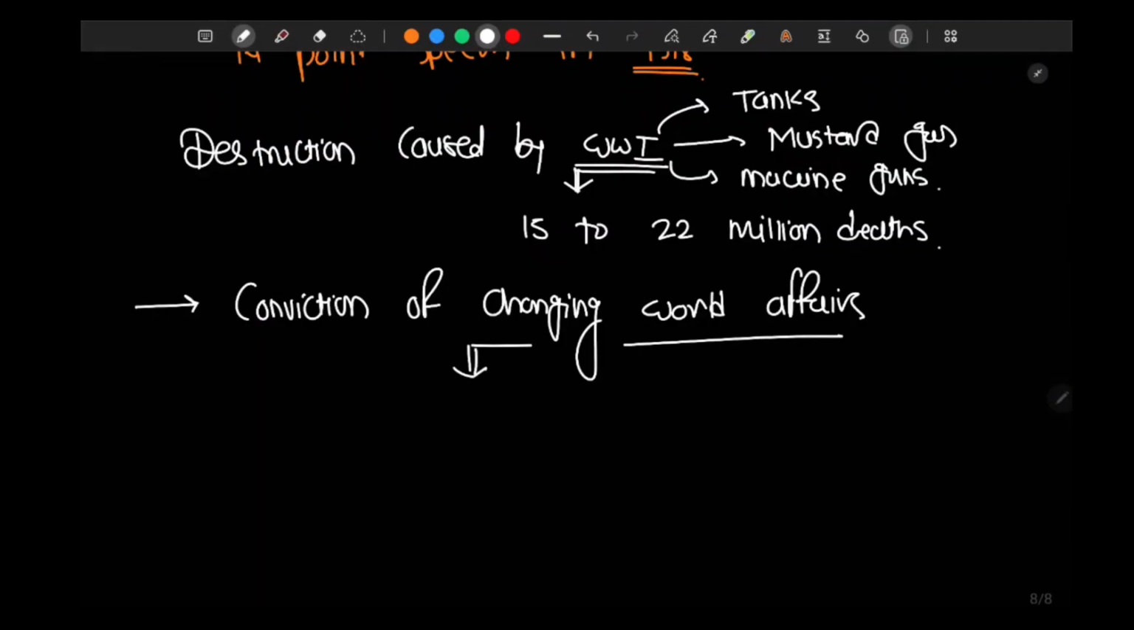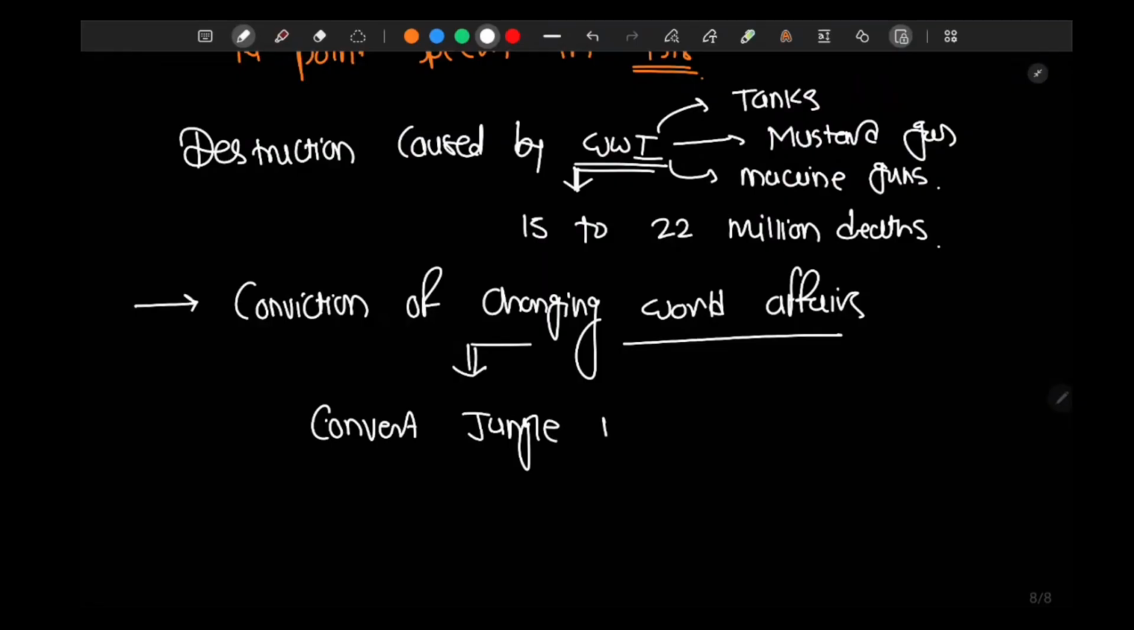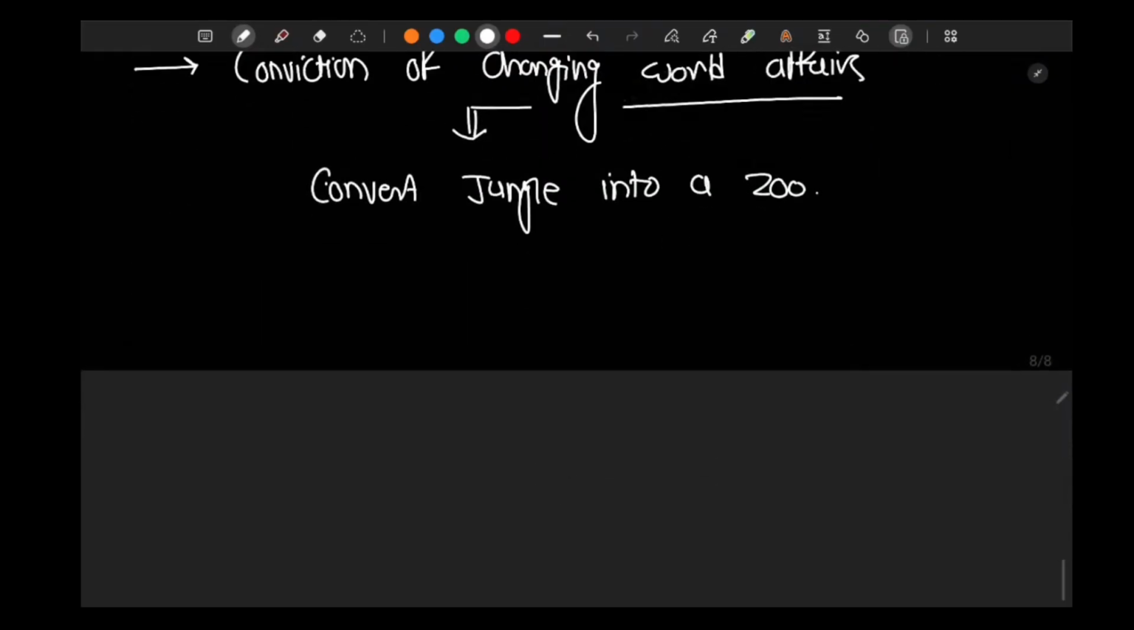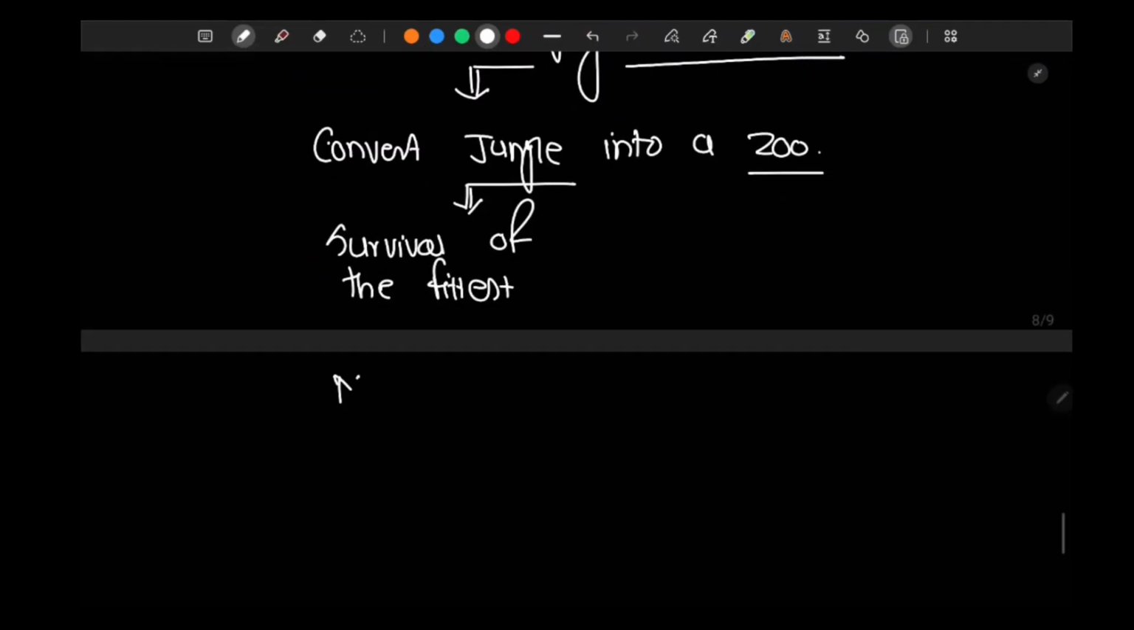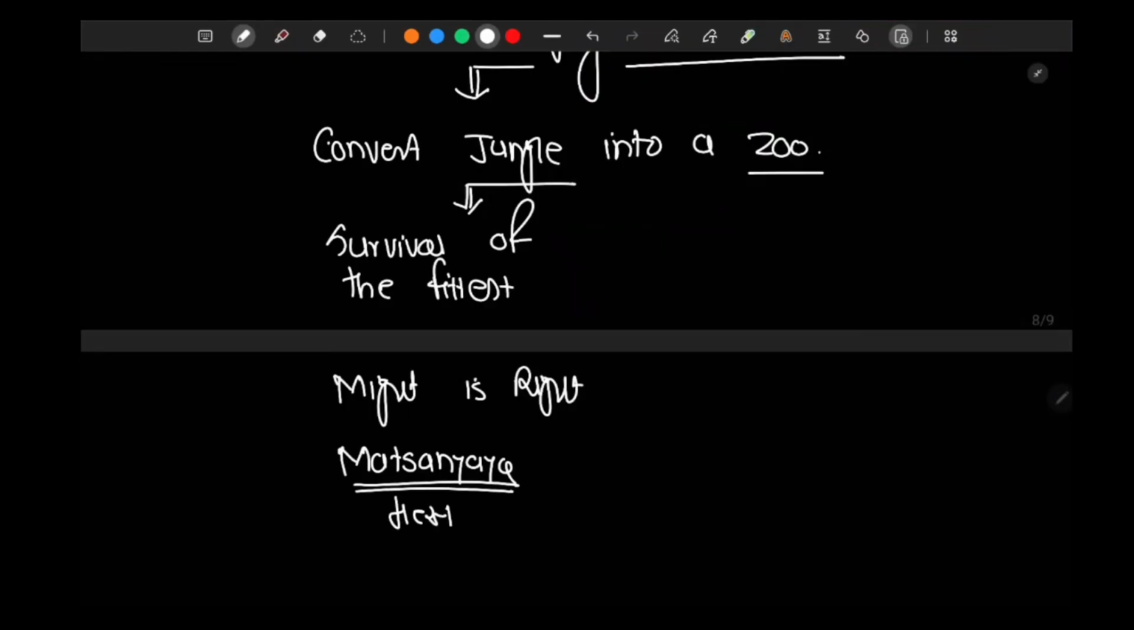How did he want to change world affairs? He wanted to convert the jungle into a zoo. What is the principle of survival in the jungle? It is survival of the fittest. It is might is right. Or as Kautilya would say, Matsya Nyaya. Bigger fish eat the smaller one.